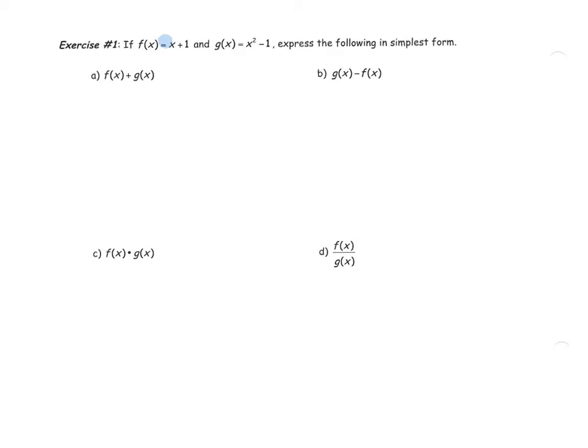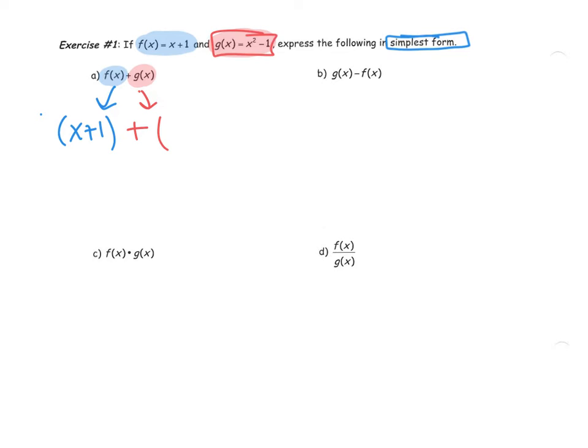I have f of x is equal to x plus 1, and I have g of x is equal to x squared minus 1. Well, we want to express them in simplest form, and we're going to sum the functions. We're just going to add them. So f of x we have here, and g of x we have here. So let's write out, we have f of x is x plus 1 plus g of x, which is our x squared minus 1. Okay, now we're just going to combine like terms, if there are any.